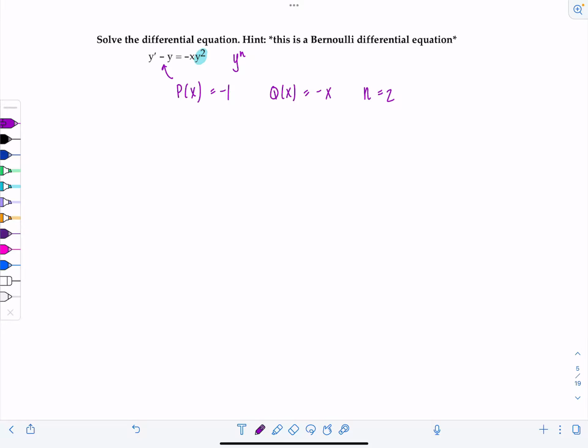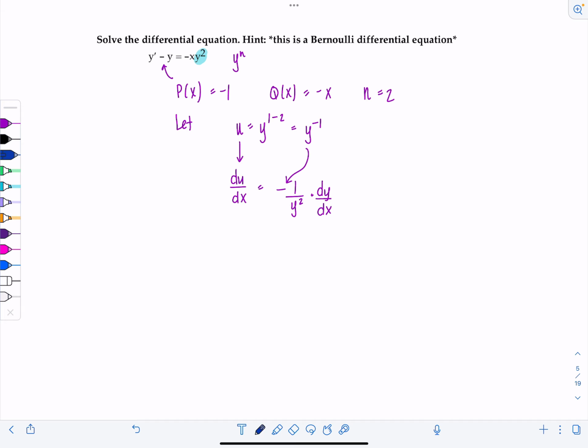So what we're going to do is make a u substitution, and u is equal to y to the 1 minus n. So this is 1 minus 2, y to the -1st power. What is the point of doing this? Do a u sub the way you do with integration, kind of, okay? And then you'll see it's going to turn into a nice linear differential equation. So let's differentiate both sides with respect to x. du dx equals, the derivative here would be -1 over y squared times dy dx.